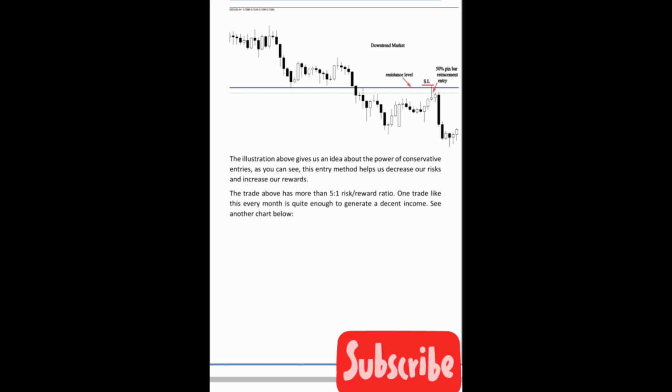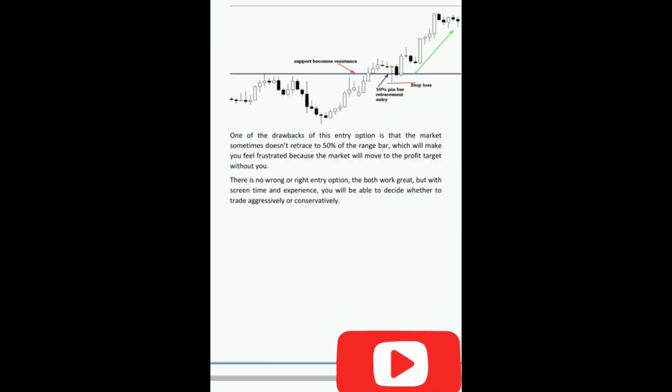See another chart below. One of the drawbacks of this entry option is that the market sometimes doesn't retrace to 50% of the range bar, which will make you feel frustrated because the market will move to the profit target without you. There is no wrong or right entry option, they both work great, but with screen time and experience, you will be able to decide whether to trade aggressively or conservatively.